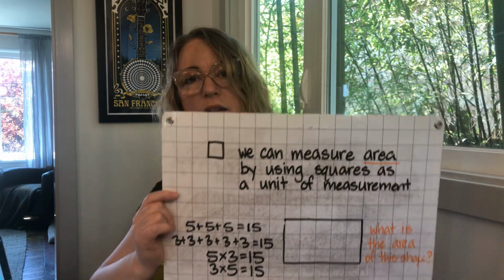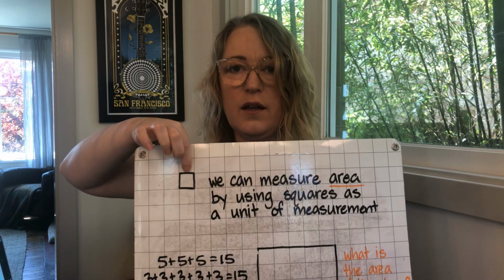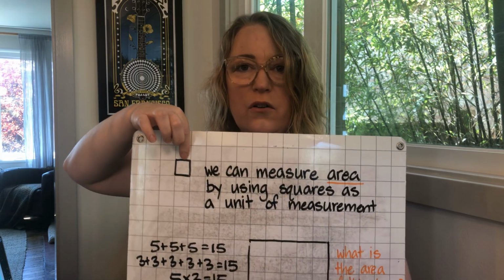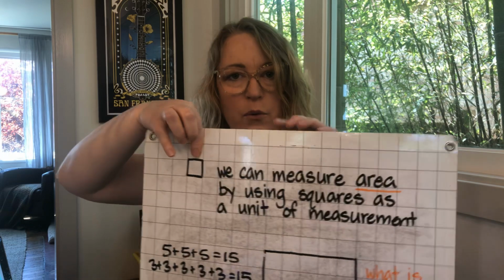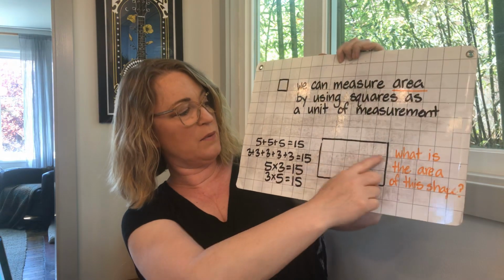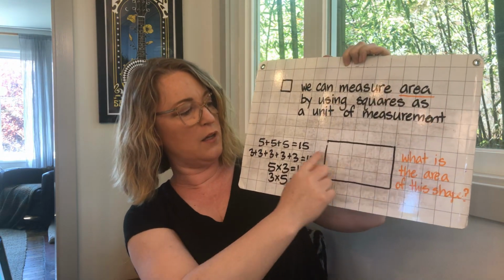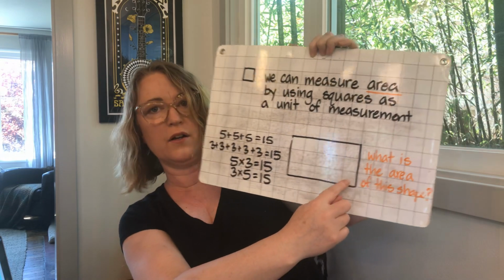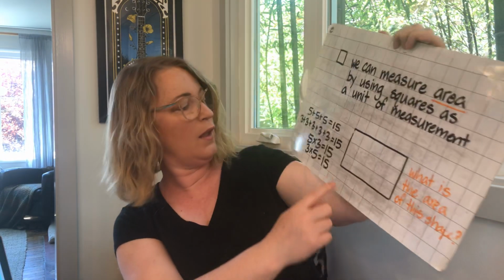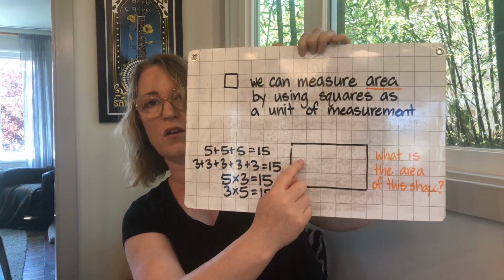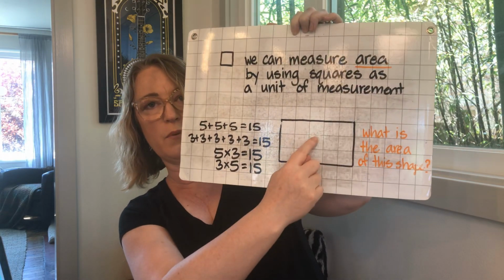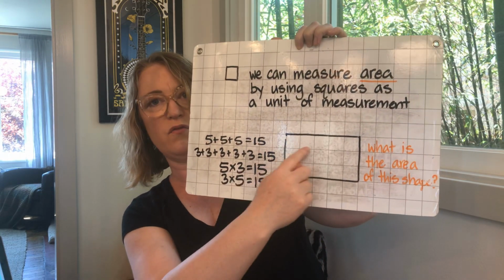In our last lesson, we talked about how when you want to find area, you're going to use a square as the standard unit of measurement. And we can find areas of shapes like rectangles by simply counting how many squares are in that rectangle. And then we can write an equation to match it. So the area of this rectangle is 15 because there's 15 squares inside of it.